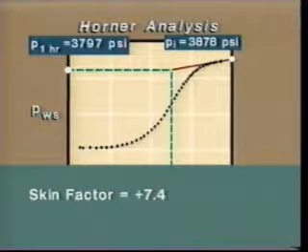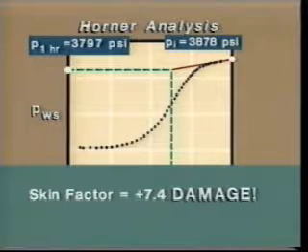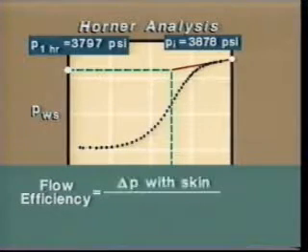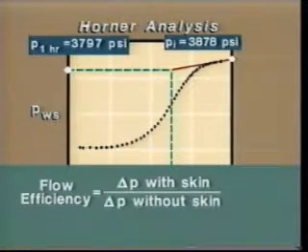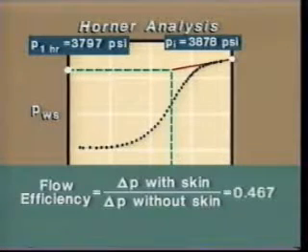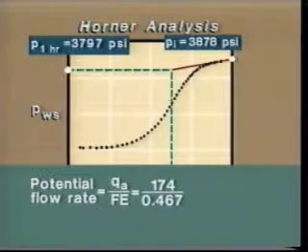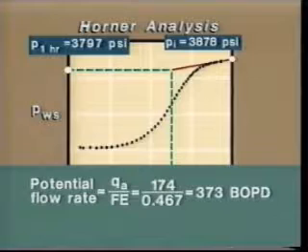From our discussion in Unit 2, we realize that a positive value means that damage exists around this wellbore, and it is quite large. Knowing the skin factor and other calculated values, we may estimate the flow efficiency, that is, the ratio of the well's pressure drawdown with skin to that without skin. We find the flow efficiency to be equal to 0.467. This, in turn, means that the actual flow rate, just prior to the test, for this well, about 174 barrels per day, could be increased to about 373 barrels per day if the skin were to be removed, for example, by stimulation.